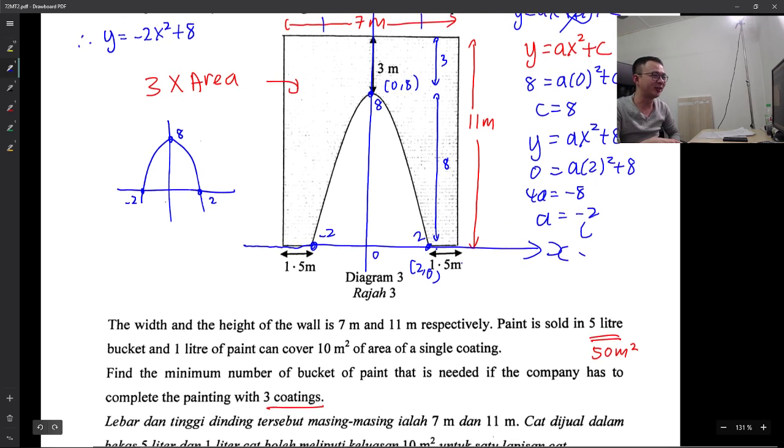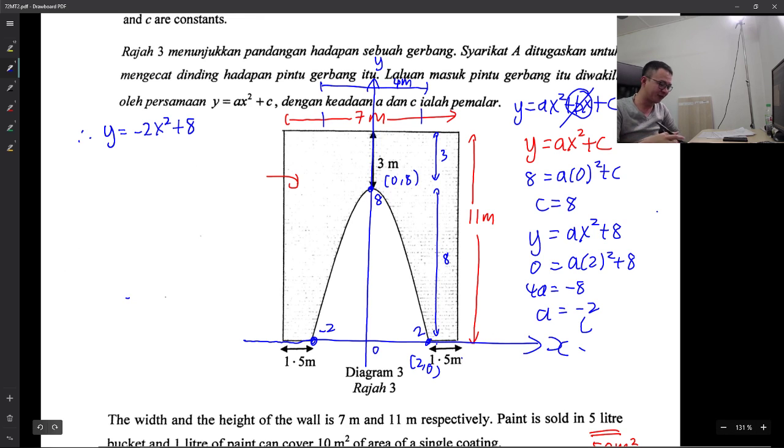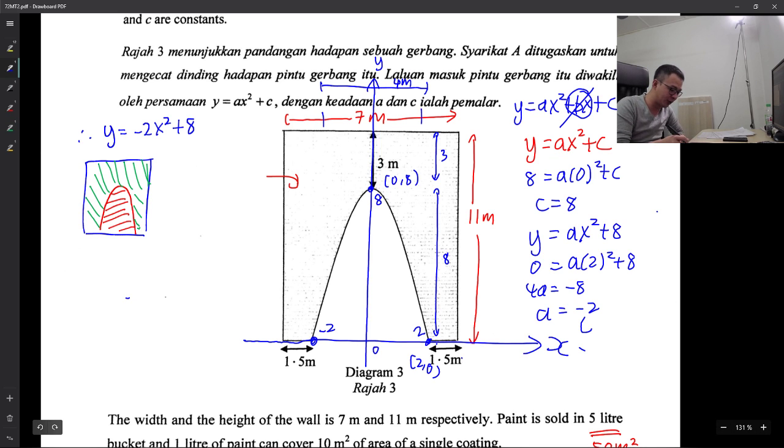Okay, so I'm going to continue about this question. So this is my equation. After that, I need to find the area of the wall. In order to get the area of the wall here, my logic is I will find the area of the rectangle, and then I will minus the curved area, isn't it? Then I can get the wall area, which is the green color over here. In order to get the wall, it is basically quite simple, right? The rectangle is basically 7 multiplied 11. So we have the 7 and 11 over here.